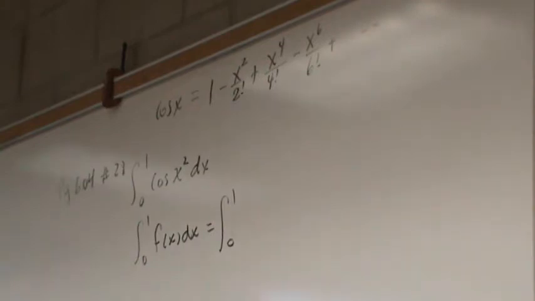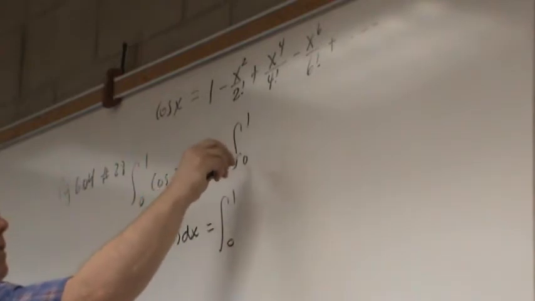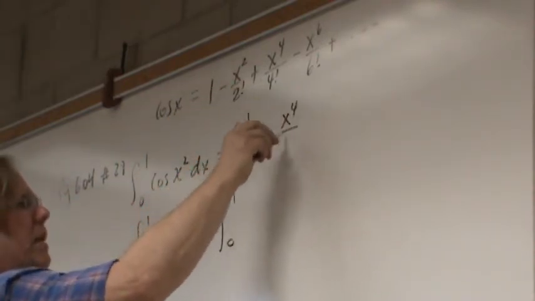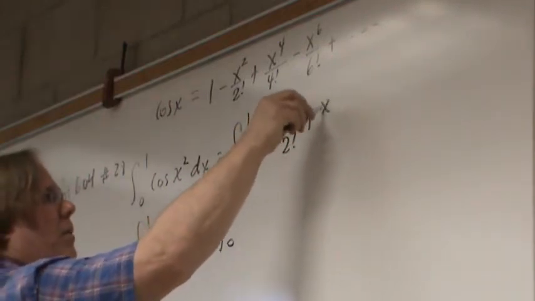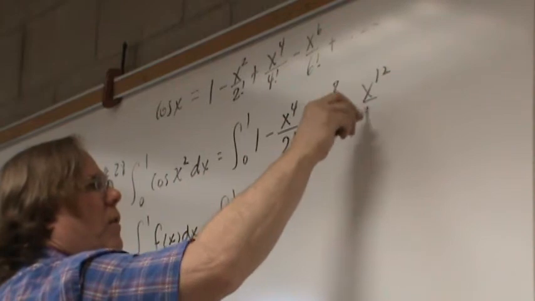So now I'm going to just substitute x squared in for every one of these x's. So I get 1 minus x to the 4th over 2 factorial plus x to the 8th over 4 factorial minus x to the 12th over 6 factorial.